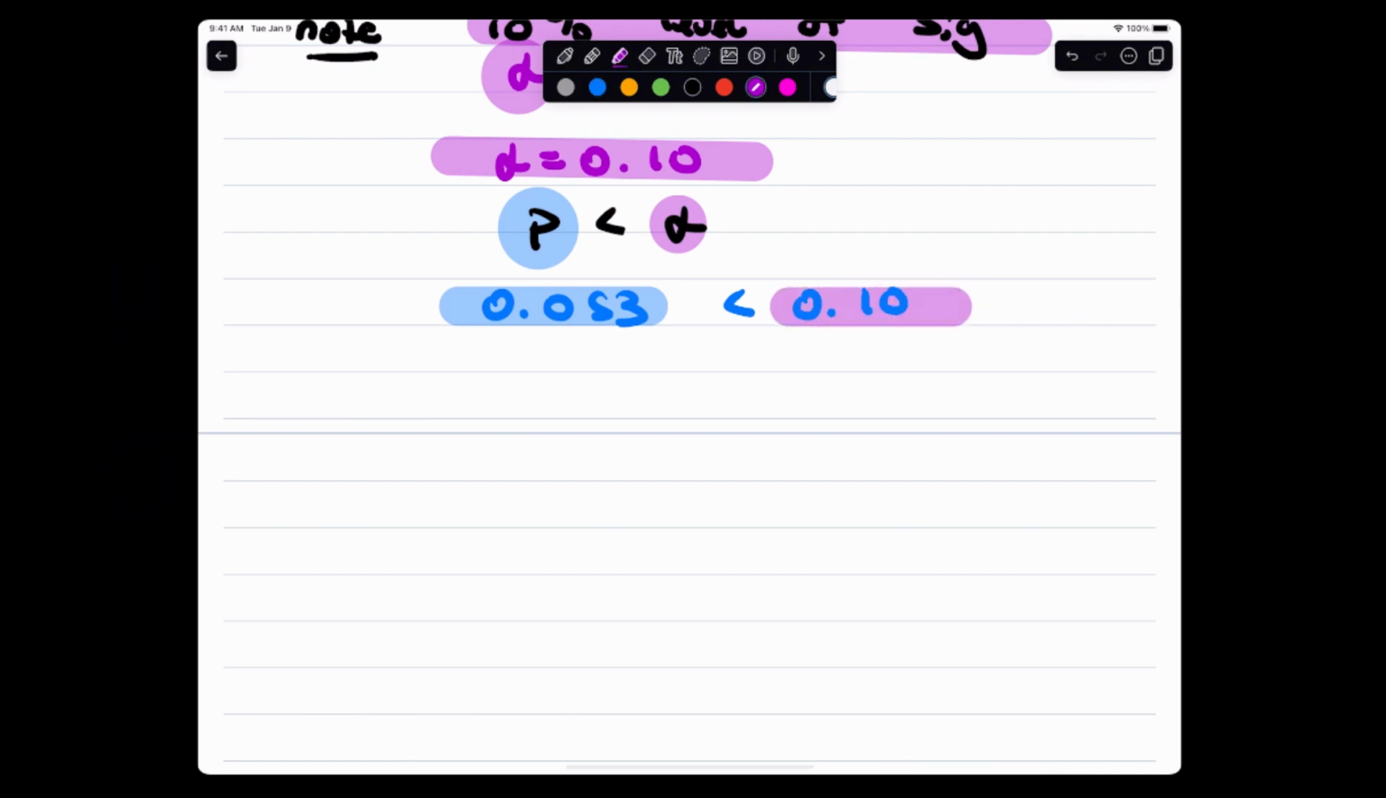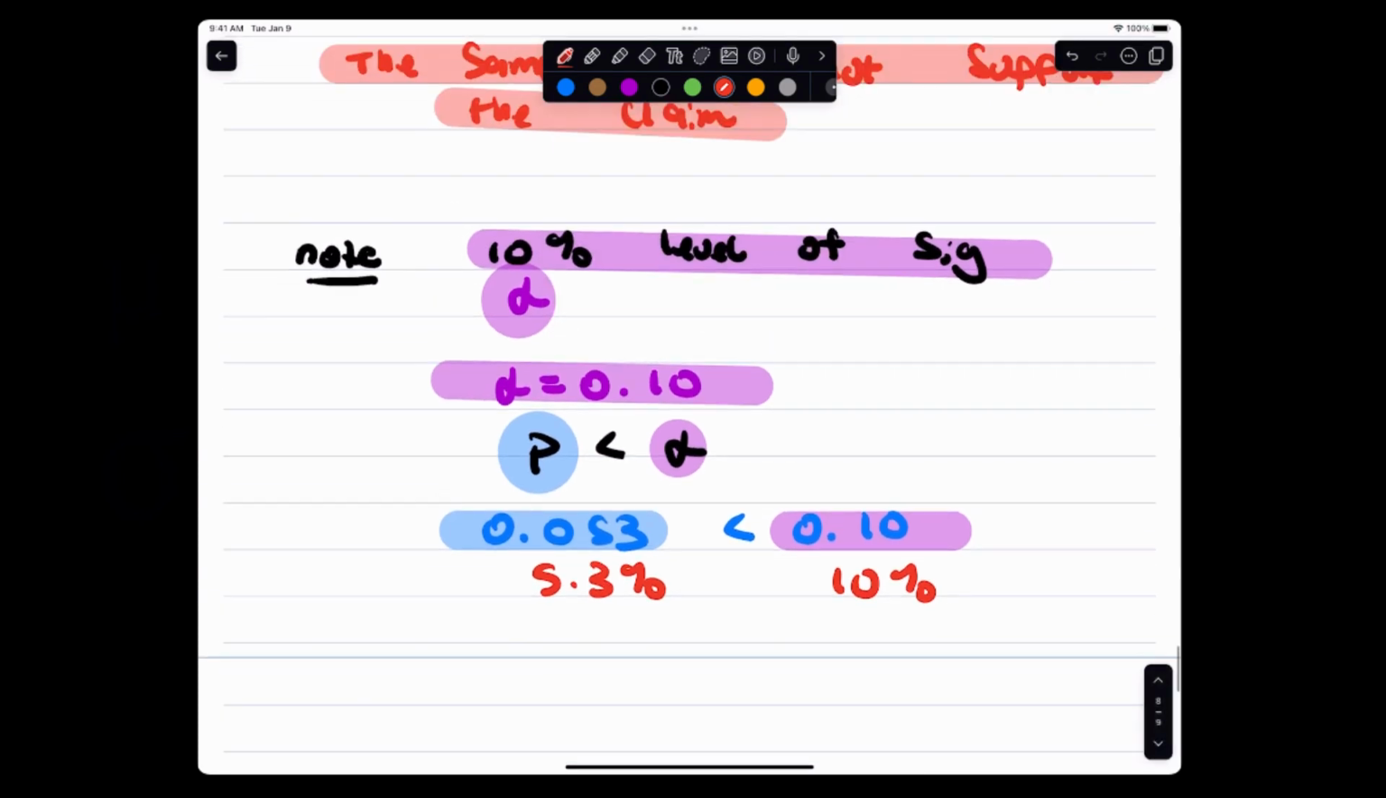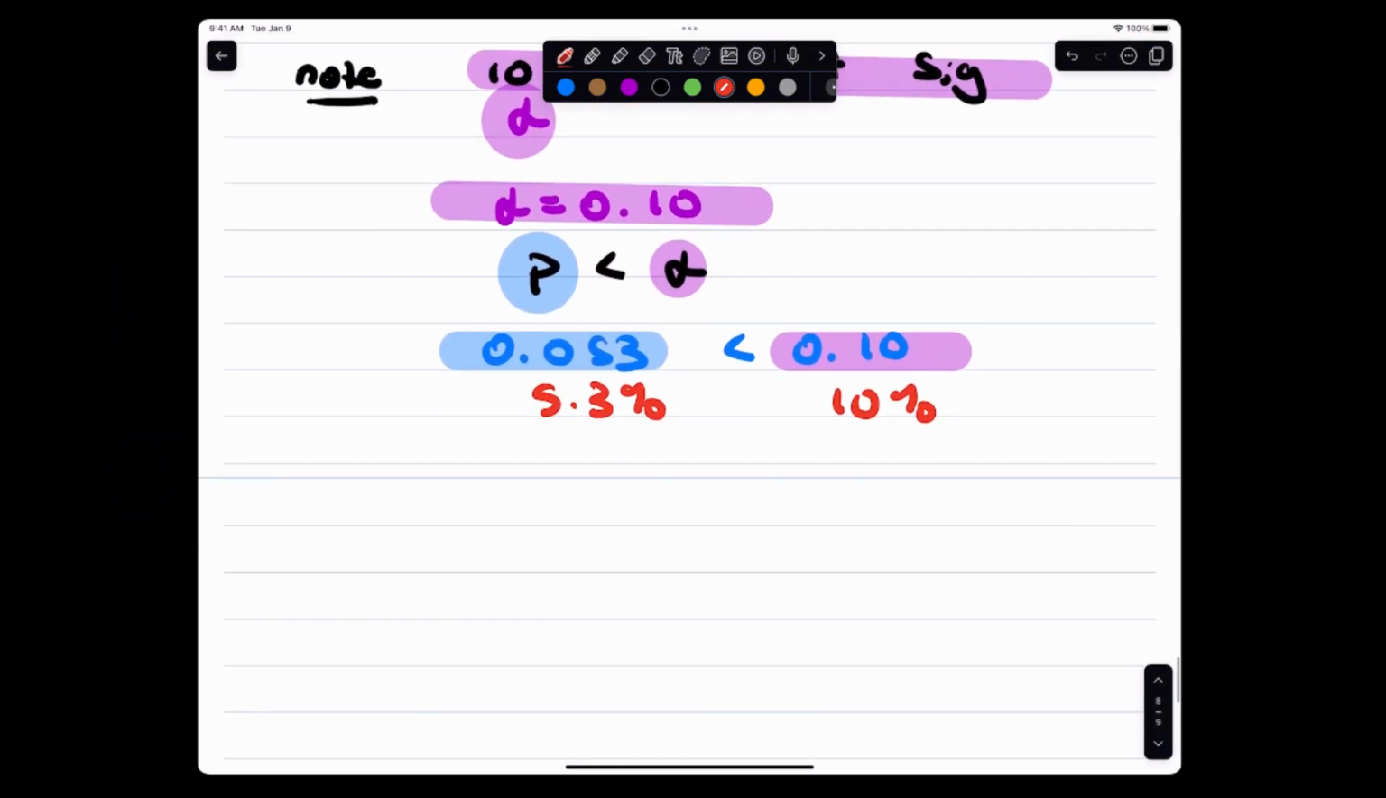Anybody want to tell me? Is the 5.3% smaller than 10%? Okay, good. You want to know what that means? What does that mean? It means your p-value is what? Low. And that means the null has to what? Go.